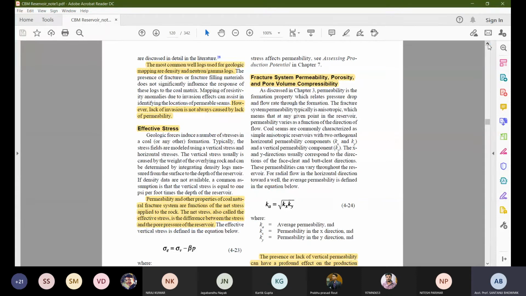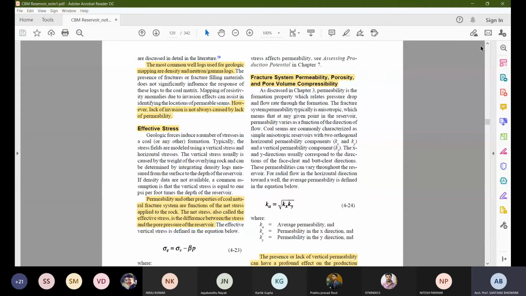Our next topic is the next parameter which affects the flow: three parameters combined into one, because they are very interactive. Try to understand each of them: fracture system permeability, porosity, and the pore volume compressibility. Fracture system permeability, porosity, and the pore volume compressibility. How to understand this? Let us first try to understand each term.